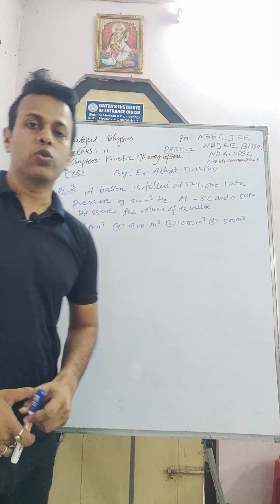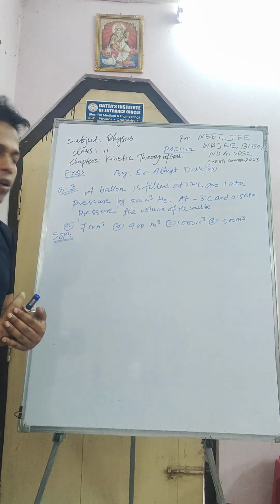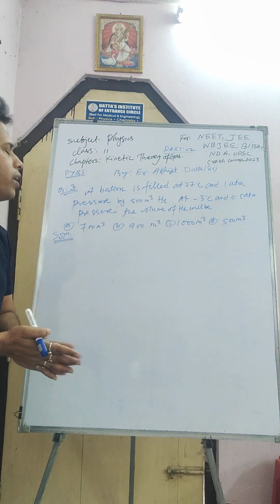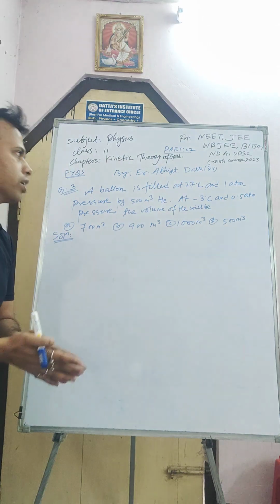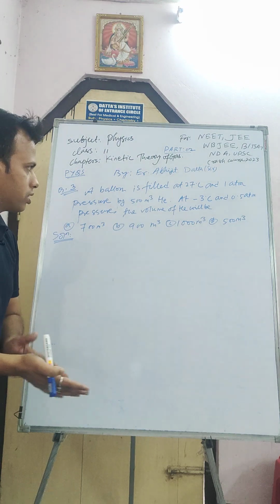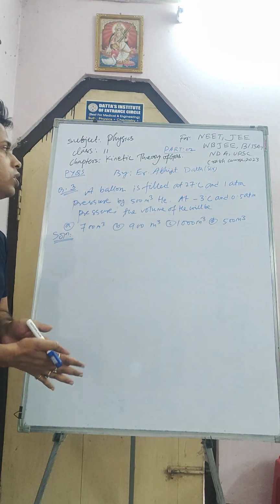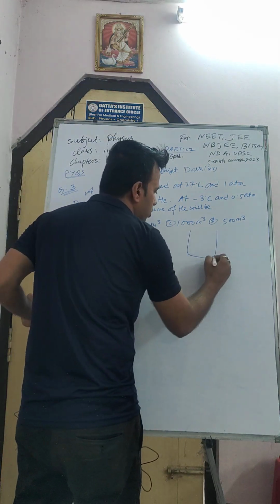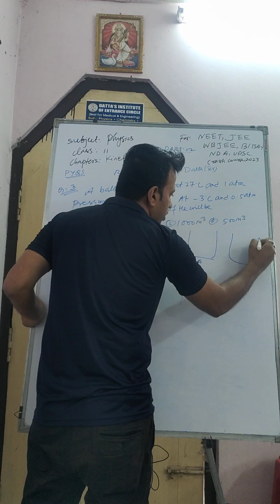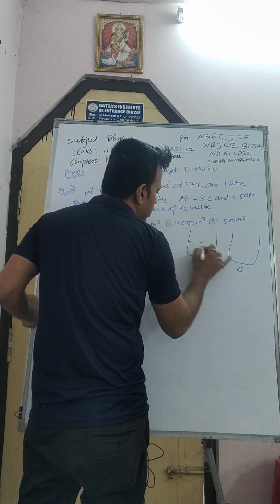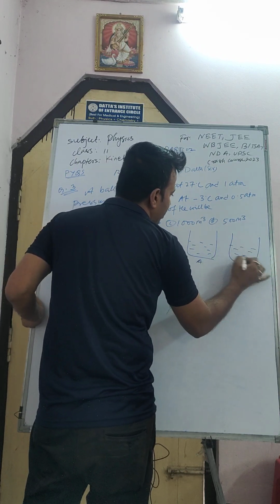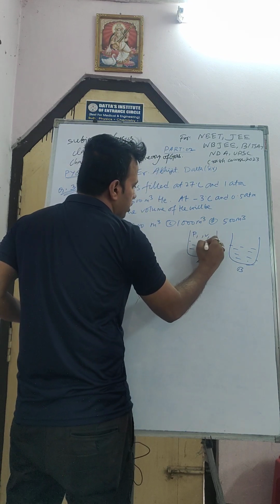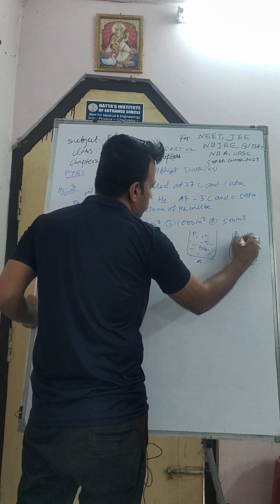So students, our next question, question number 3 of this lecture, is: a balloon is filled at 27 degrees C and 1 atm pressure with 500 meter cube of helium. At minus 3 degrees C and 0.5 atm pressure, what will the volume of helium be? Suppose there is one container A, and another container B. Some helium gas is there. Here there is pressure P1, B1 and T1. Here is P2, B2 and T2.